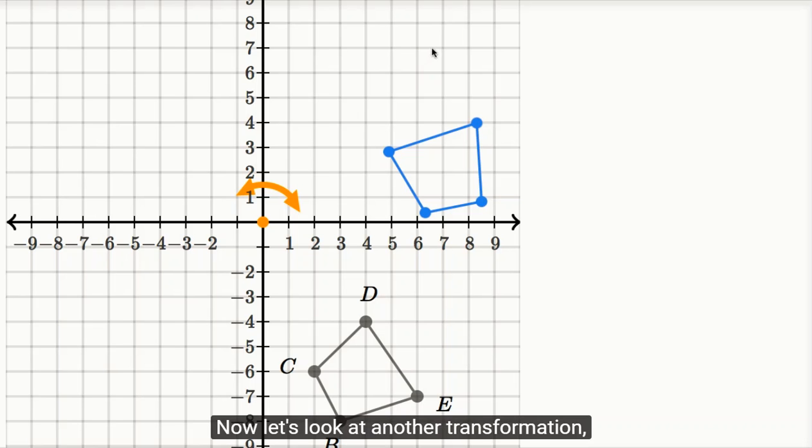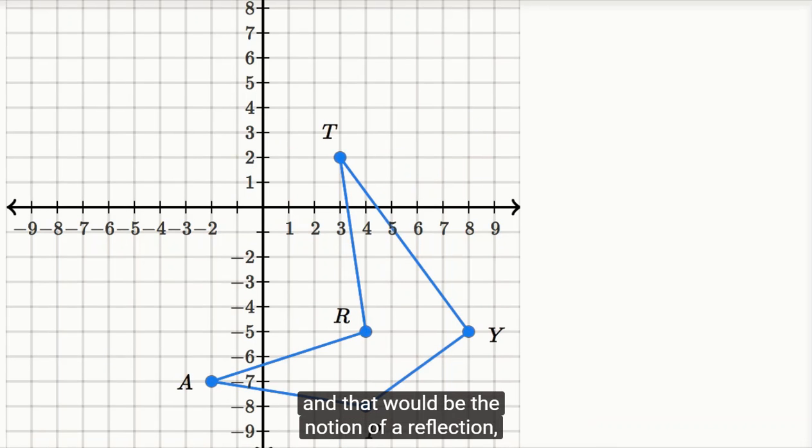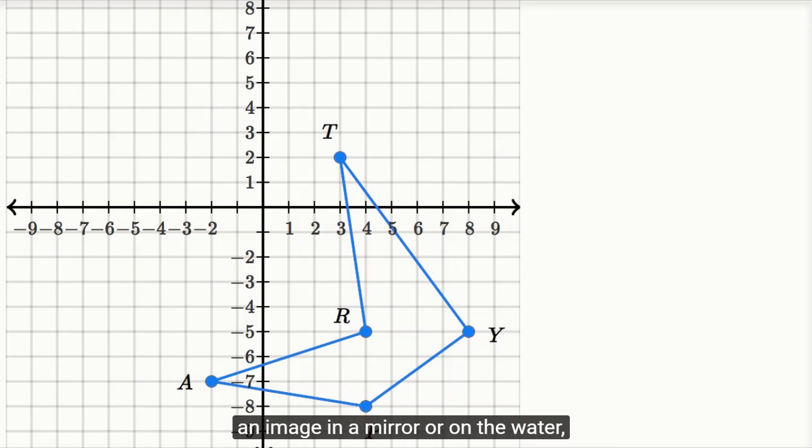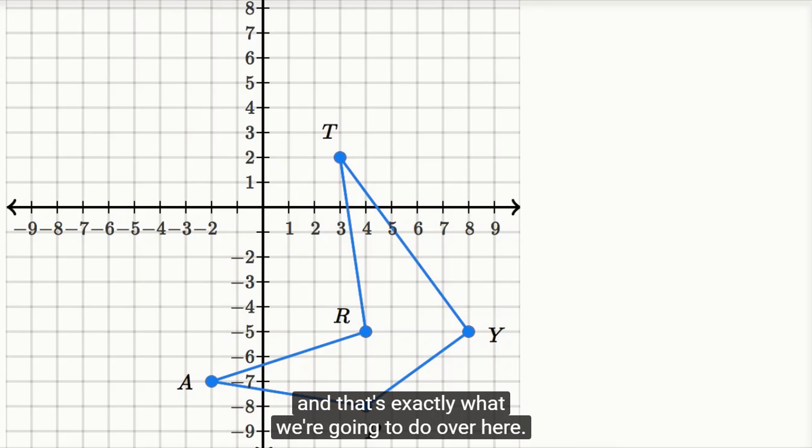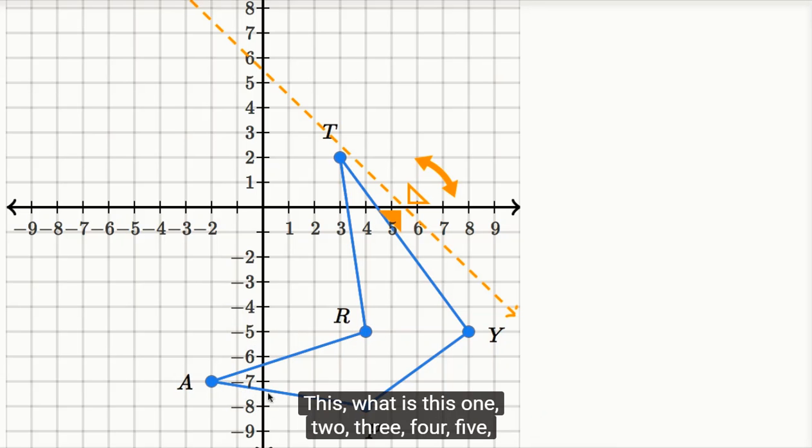Now let's look at another transformation, and that would be the notion of a reflection. And you know what reflection means in everyday life. You kind of imagine the reflection of an image in a mirror or in the water. And that's exactly what we're going to do over here. So if we reflect across a line. So let me do that. So what is this? 1, 2, 3, 4, 5. This is an irregular pentagon. Let's reflect it.